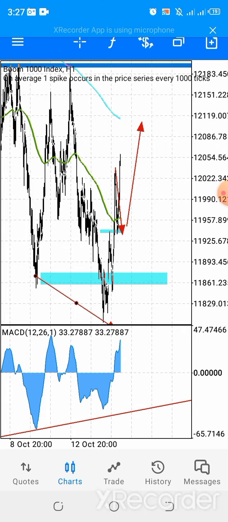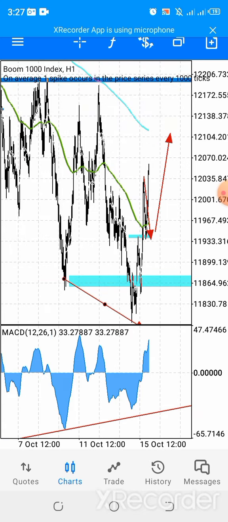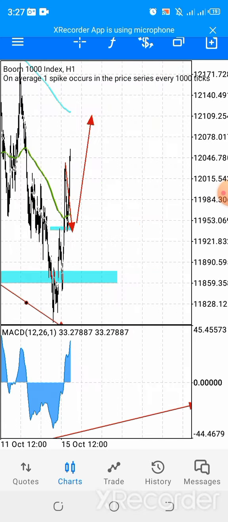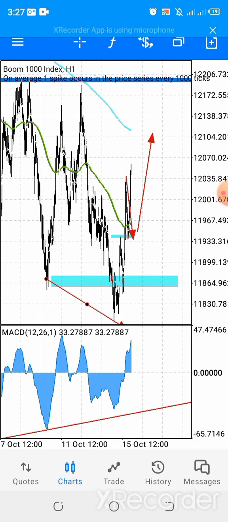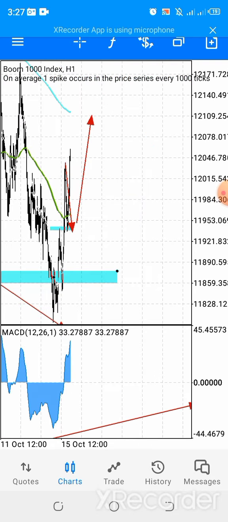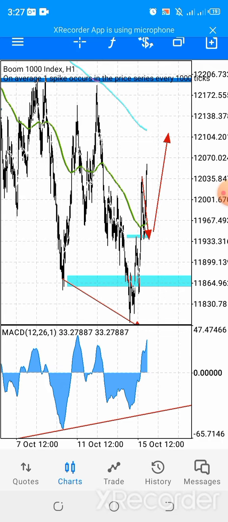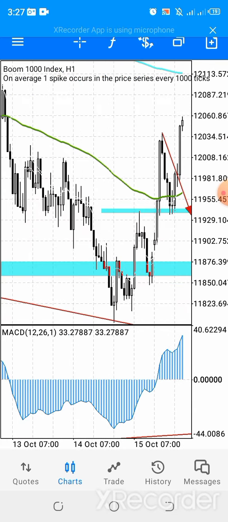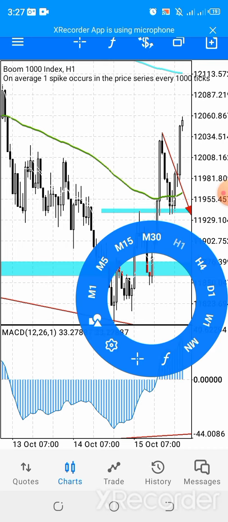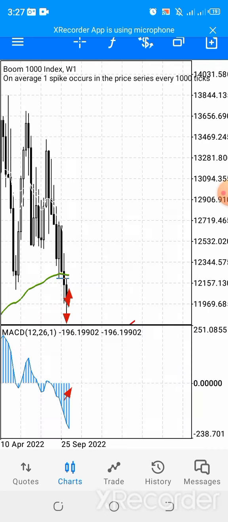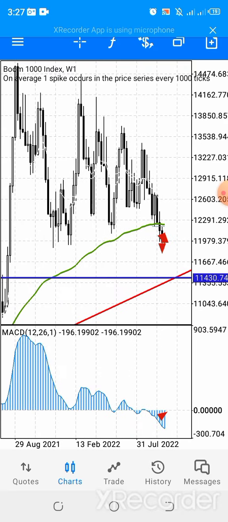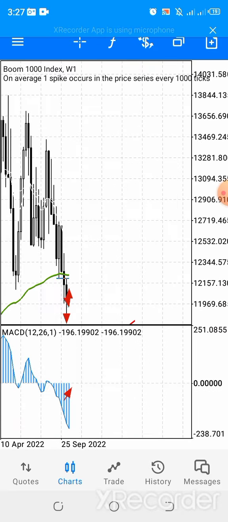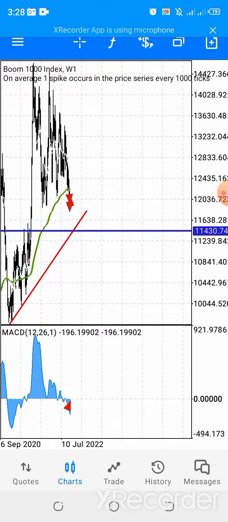So on this chart, you can see that while the market was telling us it is selling, the MACD is telling us it is buying. So after that, you can see that there was price action around this zone. And if you check very well, the weekly time frame has informed us that price was also in an uptrend.